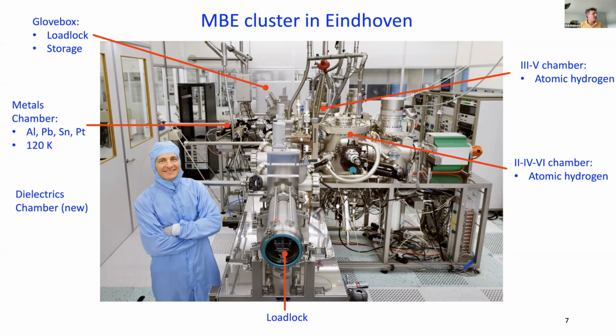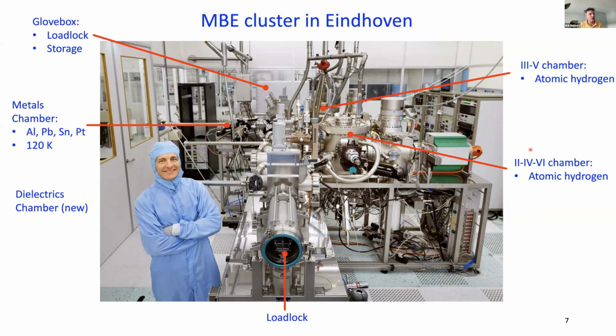And then to this long vacuum tube, we have now four chambers connected. And let's start with this one. This is our 3-5 chamber. In this chamber, we can grow, in principle, all the 3-5s that we find of interest. But what is very important is that we also have an atomic hydrogen cleaning gun. So we have atomic hydrogen here, and we can, for instance, clean away oxides in this chamber.